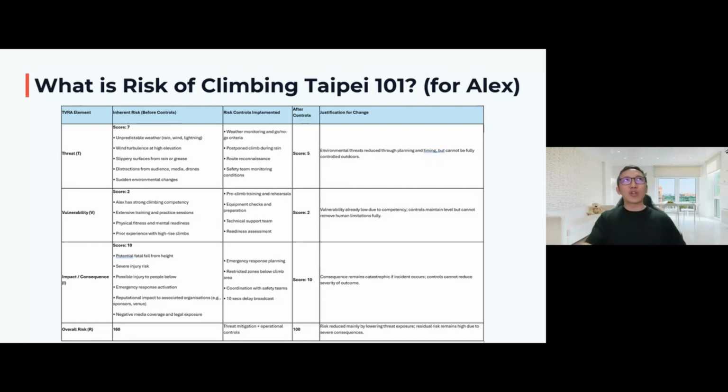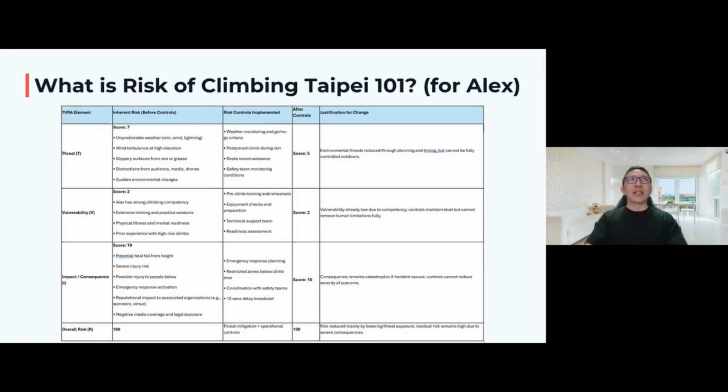So let's look at the first one, threat T. Earlier, there was a score of 7 and 8. Oh, it should be 8. I think there's a typo here. I thought I changed it. The score should be 8, because it works out to 8 times 2, 16, times 10, 160. So the first one is supposed to be 8.